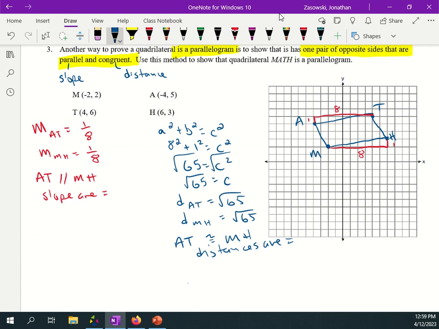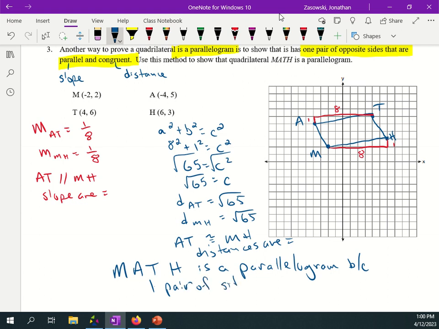So we make our summary statement. So MATH is a parallelogram because, and what did we just show? You got it. One pair of sides, you can say opposite if you want, is congruent and parallel. Okay, there's one more.